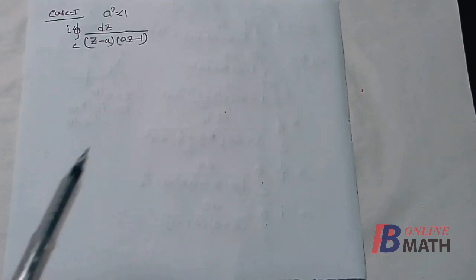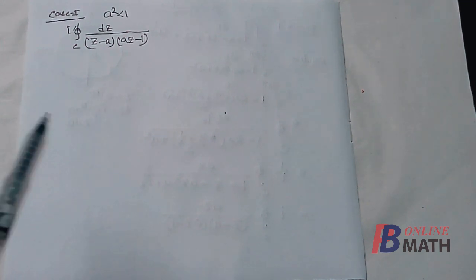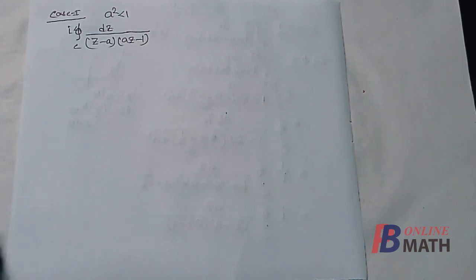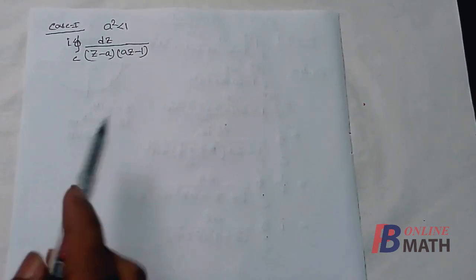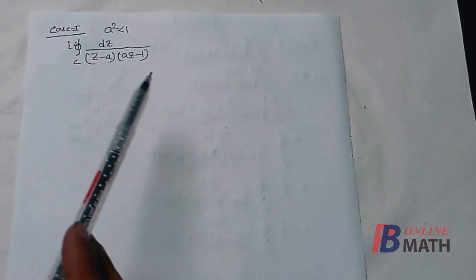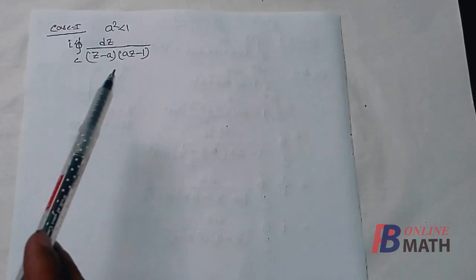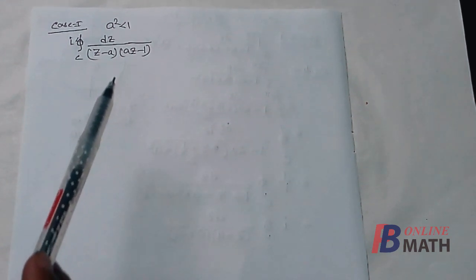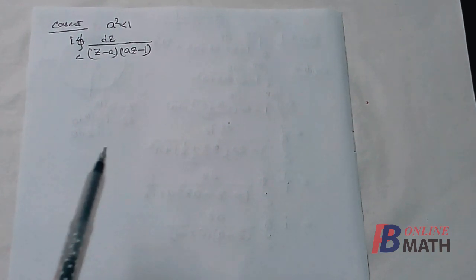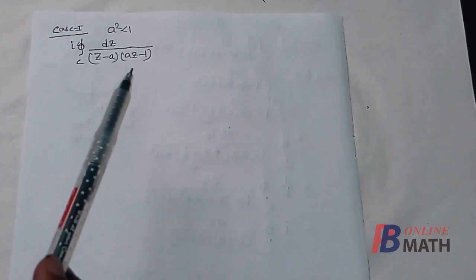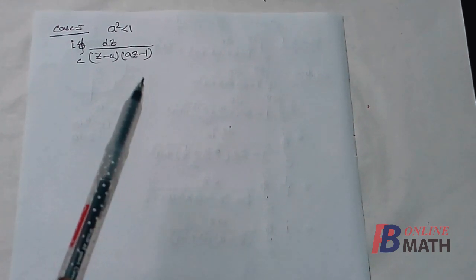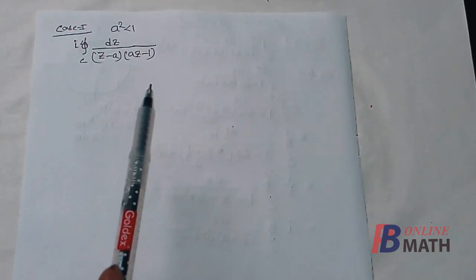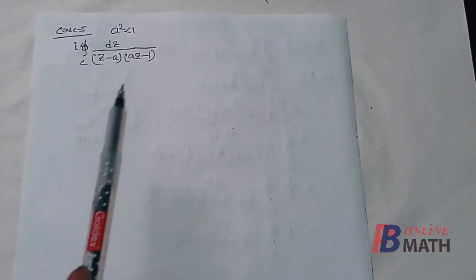In the first case we assume that a square is less than 1. So this is our integral, and we have to evaluate it. If a square is less than 1, then out of these two poles at z equal to a and z equal to 1 by a, the pole z equal to a lies inside the unit circle mod z equal to 1, and the pole z equal to 1 by a lies outside the unit circle, because modulus of 1 by a is now greater than 1, but modulus of a is less than 1.